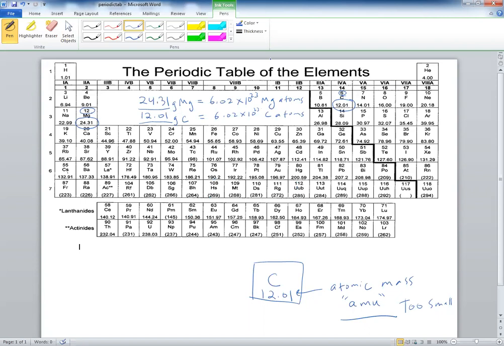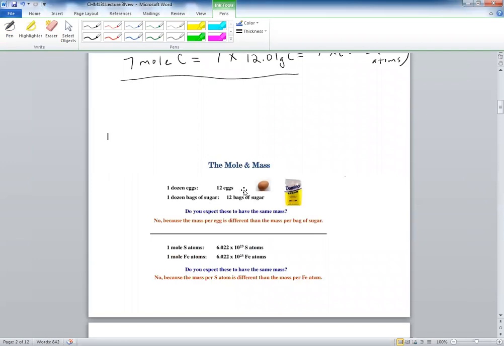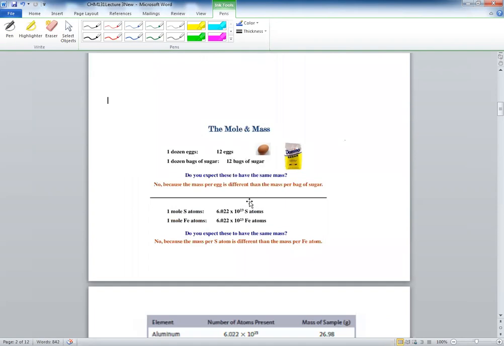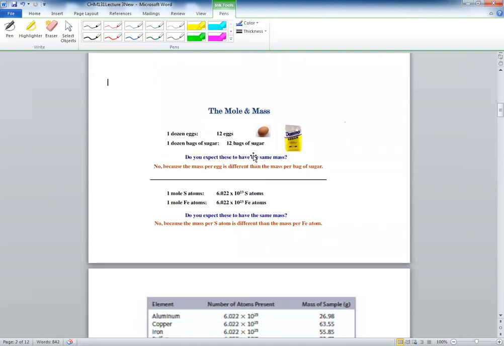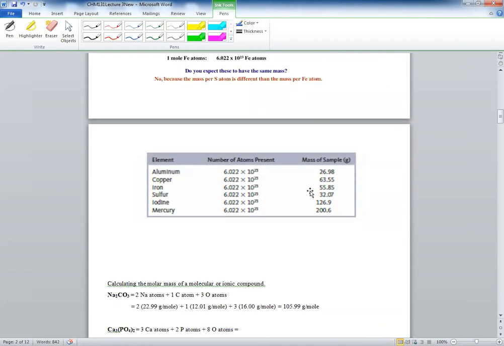So if we go back here really quick, we saw that if we have a dozen eggs and a dozen bags of sugar, the number would be the same, but what do you expect to be different? The mass. Same thing here. The mole of sulfur atoms is 6.02 times 10 to the 23rd sulfur atoms, and a mole of iron would be an equal number of iron atoms, but they of course have different masses, as you see right here.